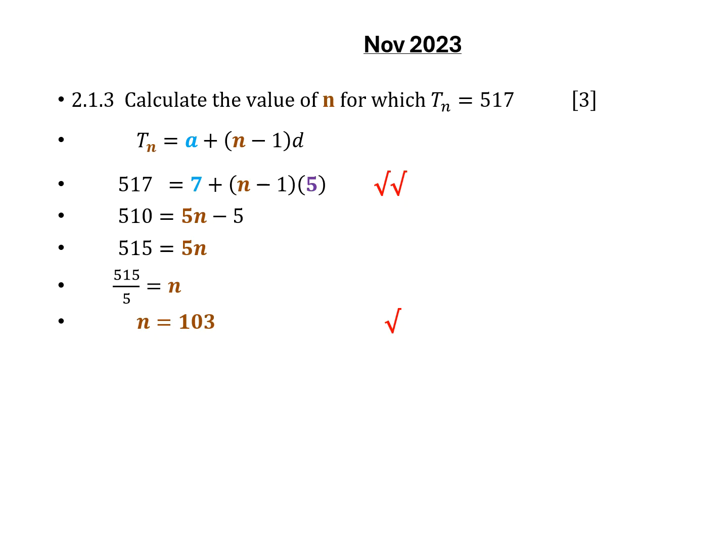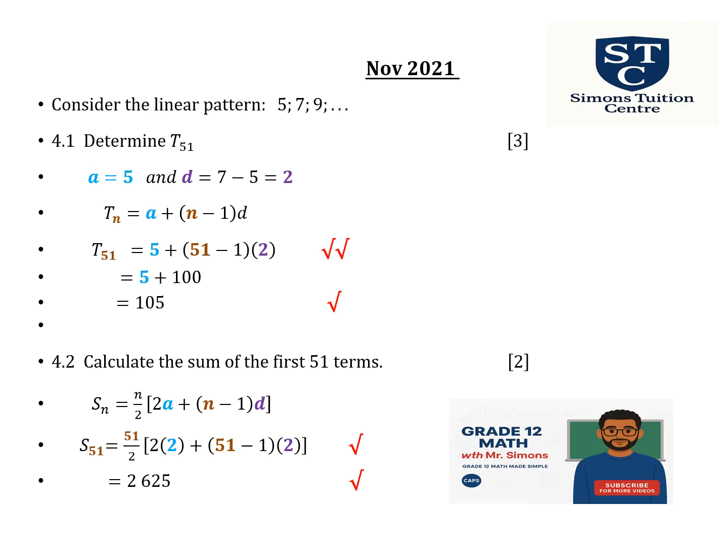Right, let's look at the next question. November 2021. Consider the linear pattern. Linear and arithmetic sequence are the same thing. So the linear pattern 5, 7, 9 has a constant difference: 5 plus 2 is 7, 7 plus 2 is 9.